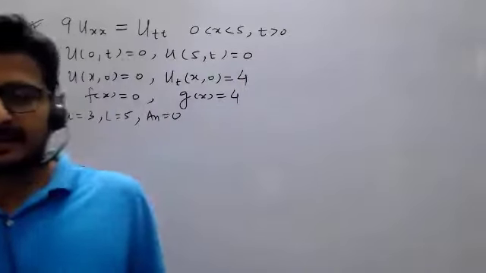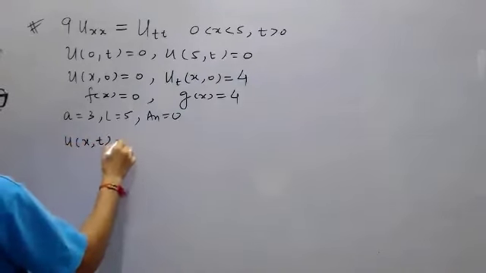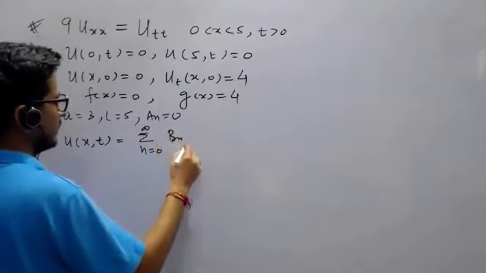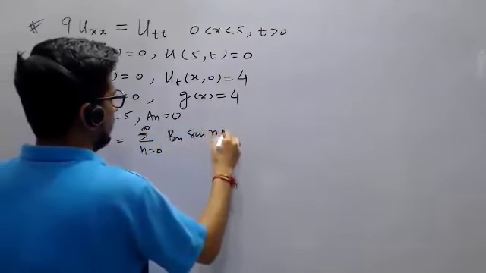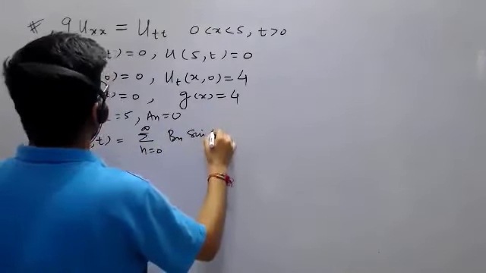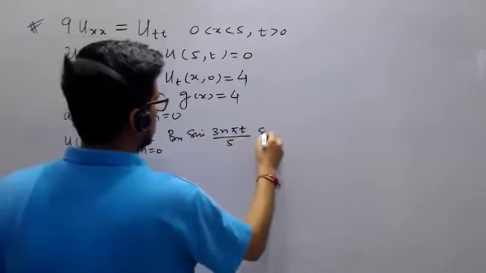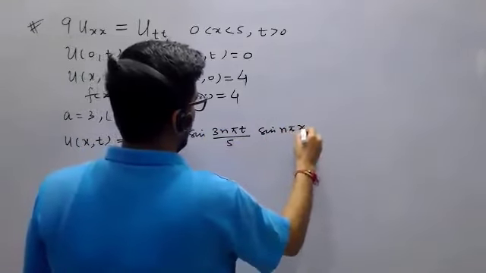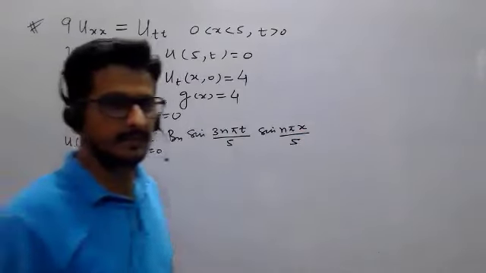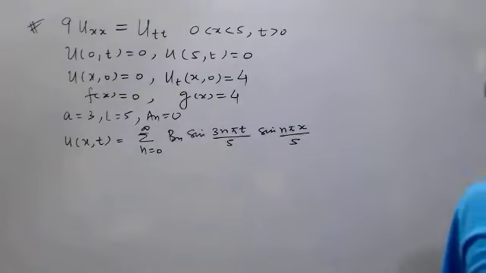And I can immediately write u(x, t), that is given by summation n is equal to 0 to infinity b_n sin(n pi a t by l) sin(n pi x by l). Okay, correct?